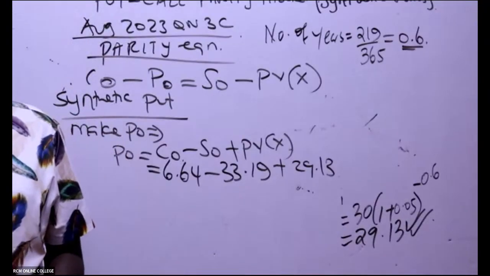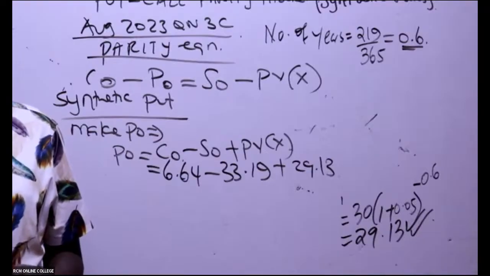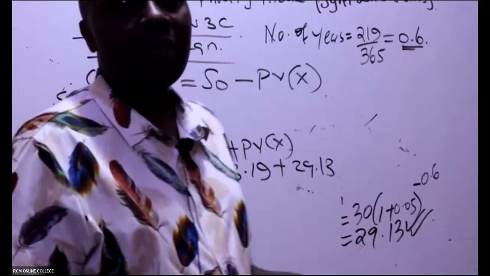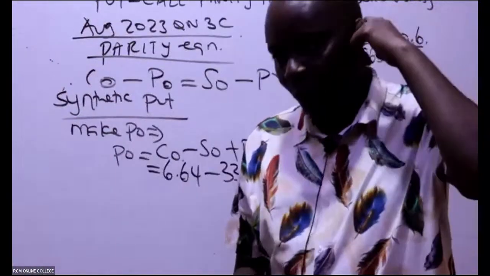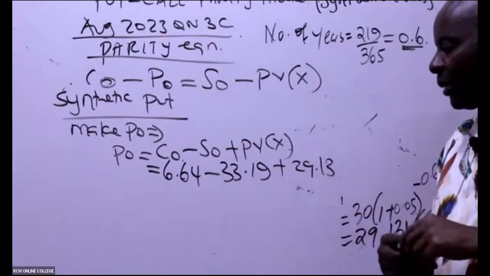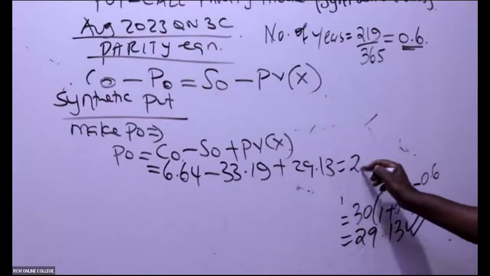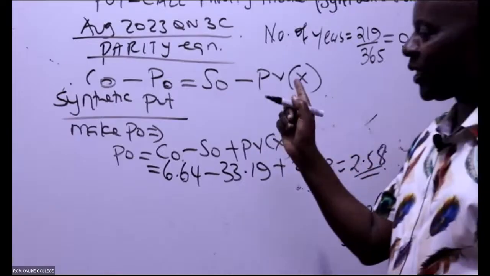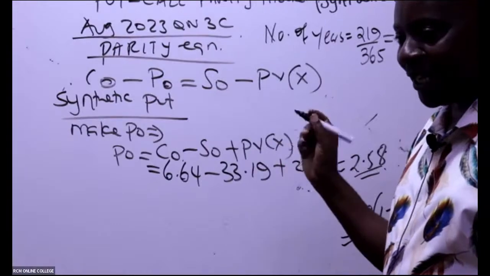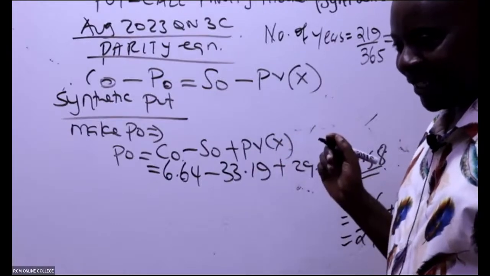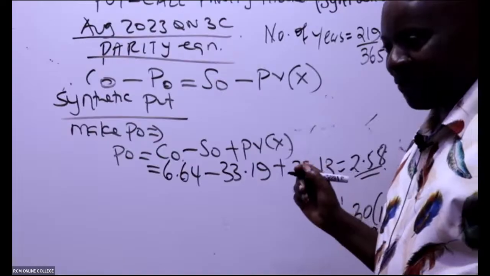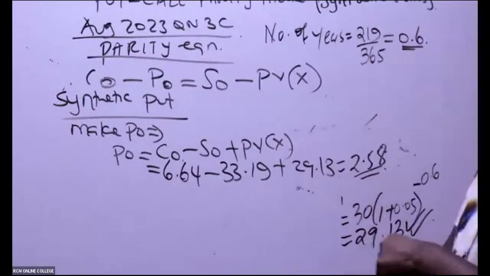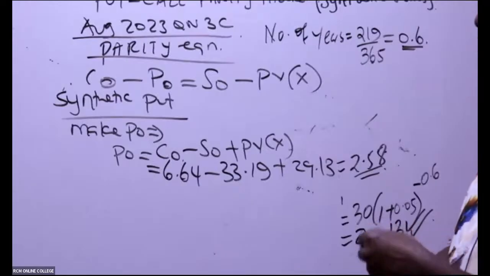So I'm being told by Lavi, I'm being told by Beauty, 2.58. Is that okay? 2.58, that is the answer. Thank you so much. I don't know whether making PO the subject was a problem to some of us. There are so many ways of doing it.